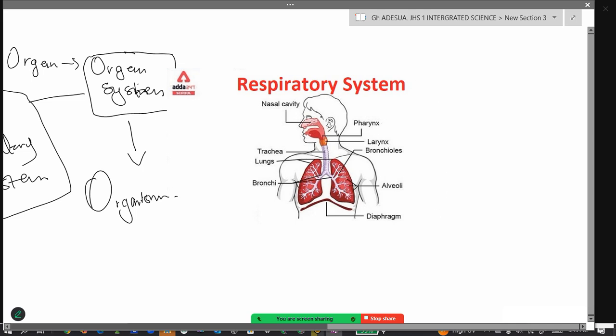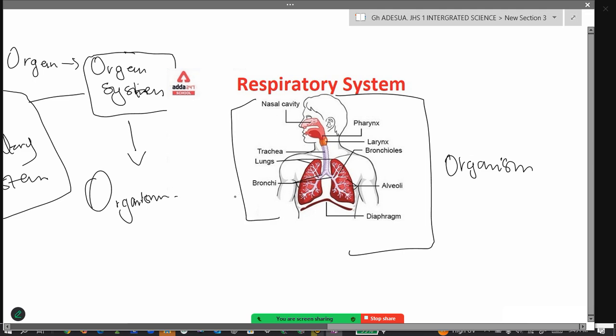But all the labeled parts are organs, right? Within the labeled parts, they are what we call tissues, and within the tissues, they are what we call cells. So the entire human being is the organism, right? The respiratory system, the entire system, is what we call the organ system, which is also known as the respiratory system, right?